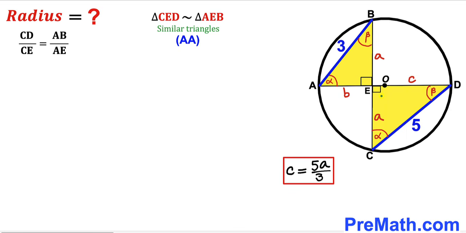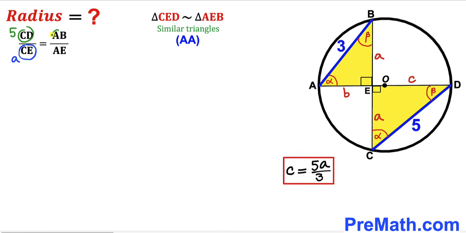If we focus on these right angles and these angles beta, then the ratio of CD and CE is equal to the ratio of AB and AE. Now let's focus on this CD length. We can see this is 5, so I'm going to replace that with 5 over here. And we can see our CE length is lowercase a, so I'm going to replace that with lowercase a over here.